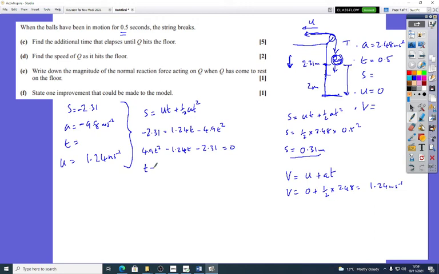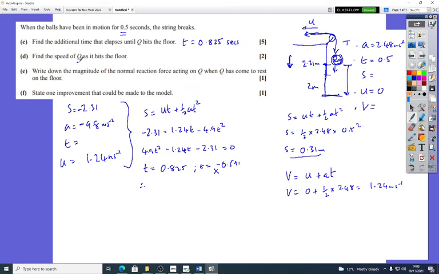If you put that in your calculator, you get two values. You get t equals 0.825, and you get t equals minus 0.57, etc. But ignore the negative one because time can't be negative. Therefore, the additional time that elapses when it hits the ground, t, has to be 0.825 seconds. Okay, so we've done that one.